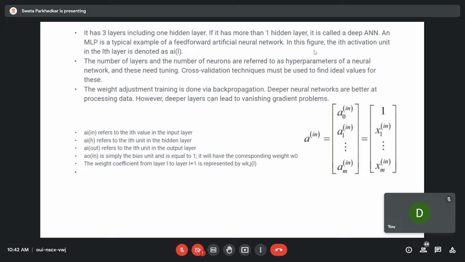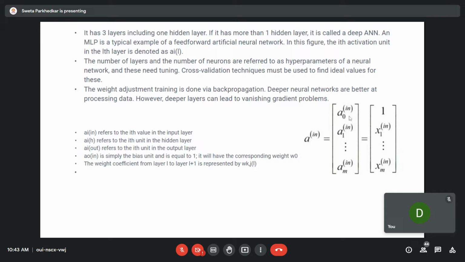So all these parameters you have to adjust. They are known as hyperparameters of a neural network and these need to be tuned. Okay, the number of layers and number of neurons need to be tuned to reduce the error. So cross validation techniques must be used to find ideal values of these. Now, what are cross validation techniques? You can see in this vector form, this one, that A of i is an input.